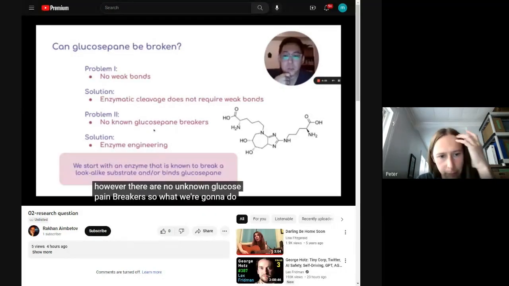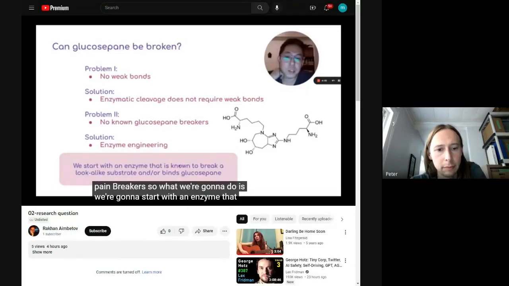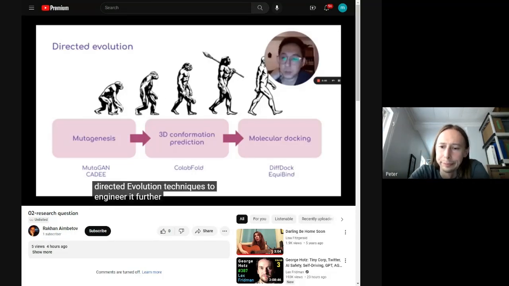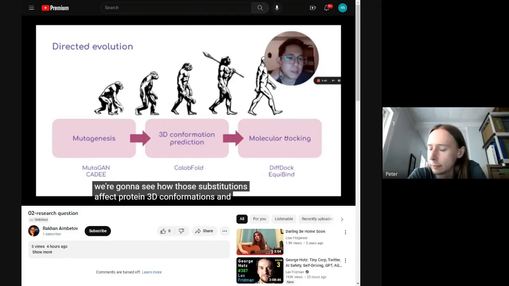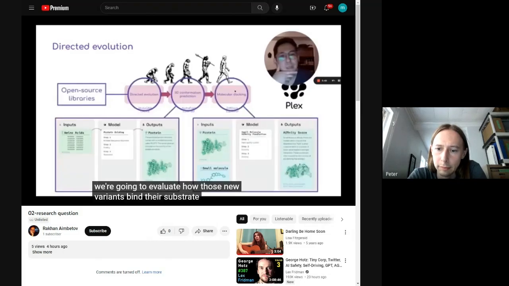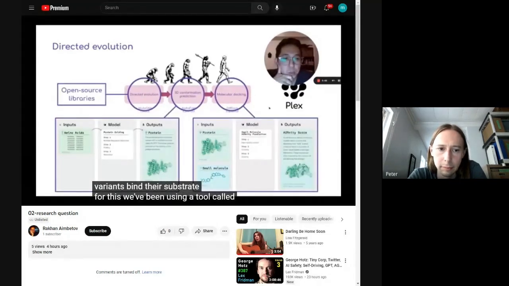So what we're going to do is start with an enzyme that is known to break a similar look-alike substrate. If necessary, we're going to use directed evolution techniques to engineer it further. We're going to introduce amino acid substitutions, then see how those substitutions affect protein 3D conformations, and then evaluate how those new variants bind their substrate. For this, we've been using a tool called Plex, developed by LabDAO.